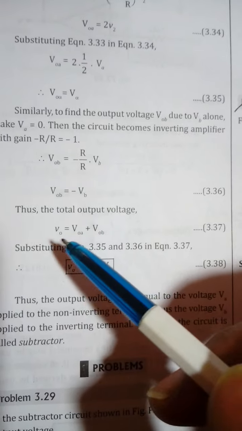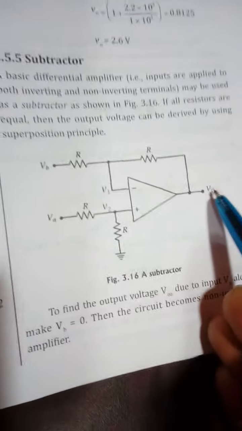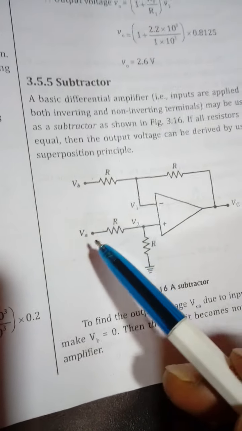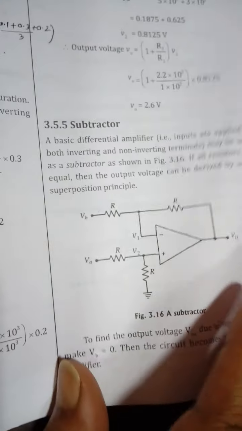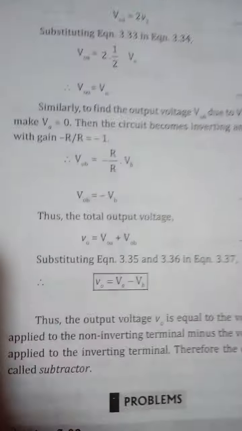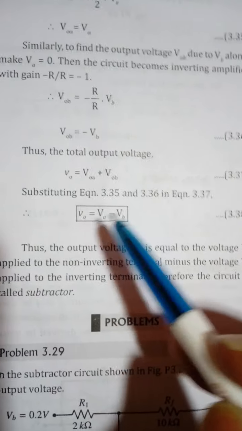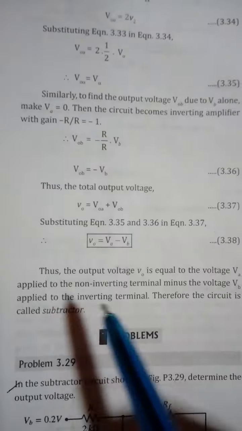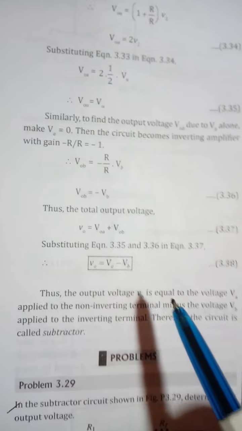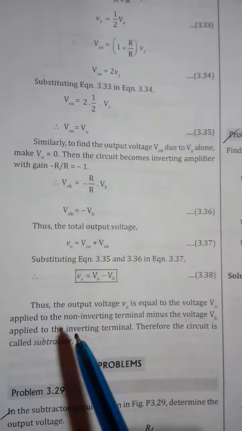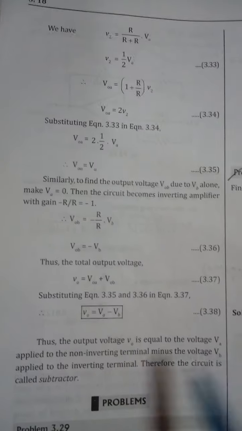Thus the total output voltage V0 is equal to V0A plus V0B, the voltage due to VB and the voltage due to VA. Substituting in the above equation, you get V0 equal to VA minus VB. That's how you take the difference. Thus, the output voltage V0 is equal to the voltage VA applied to the non-inverting terminal minus the voltage VB applied to the inverting terminal. Therefore, the circuit is called a subtractor.